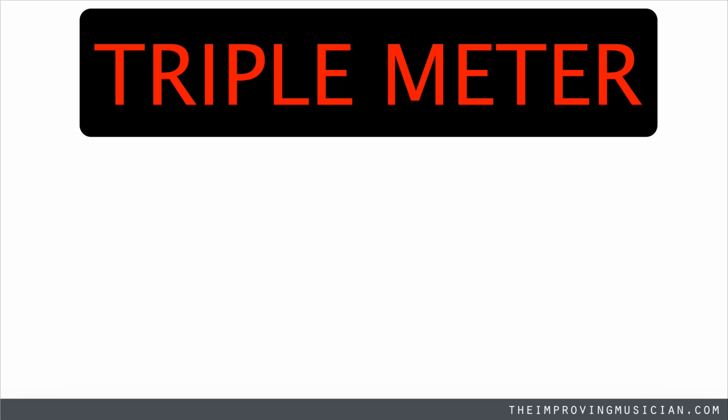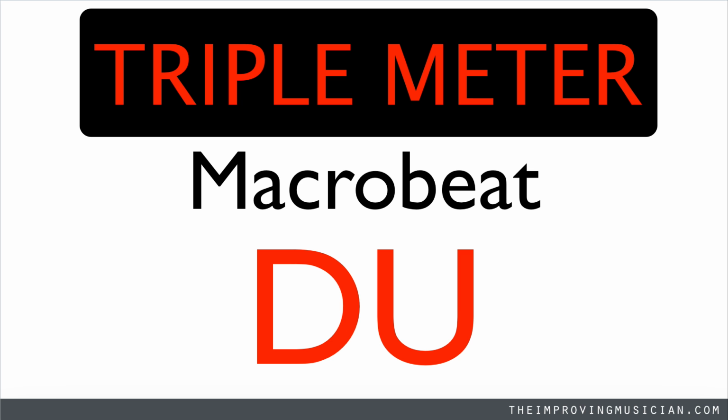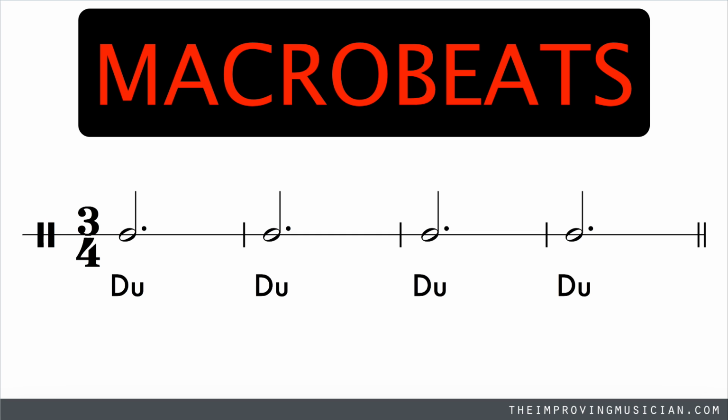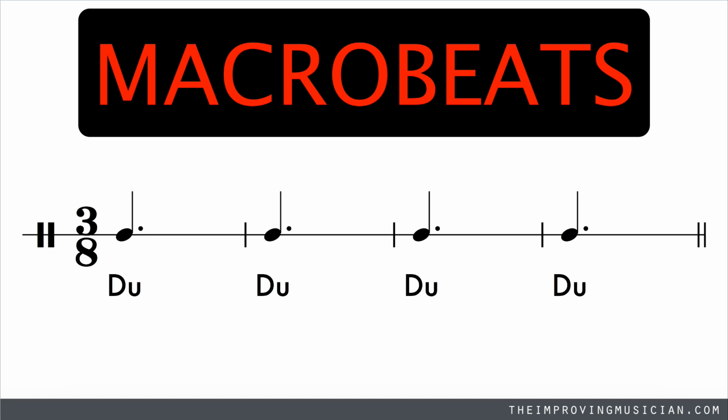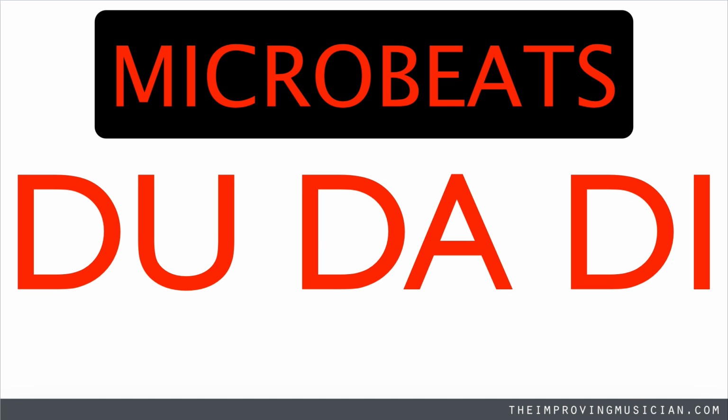When we are in triple meter, regardless of the time signature, we chant the macrobeat as do, do, do, do. So regardless of whether we are in 3-4, 6-8, or 3-8, the macrobeat, the pulse, is always do, do, do. Microbeats in triple meter are chanted as do da dee, do da dee, regardless of the time signature. Notice that when we chant microbeats and macrobeats concurrently, the do syllable always aligns with the do da dee.